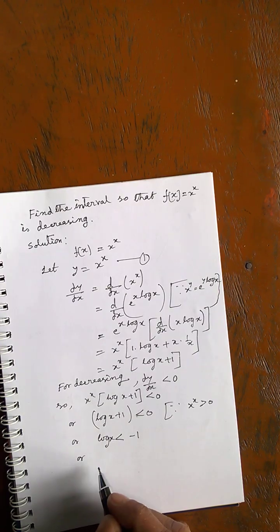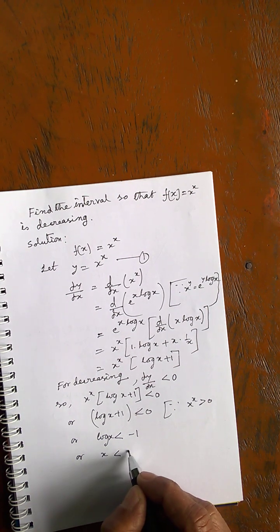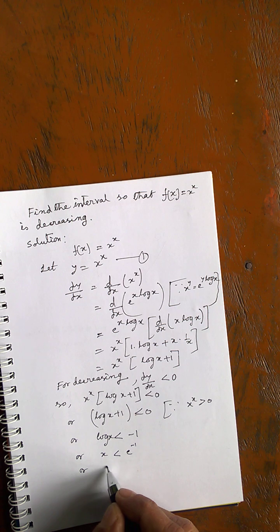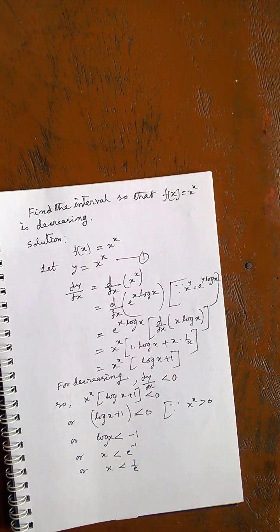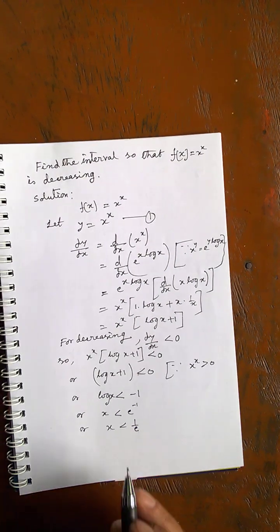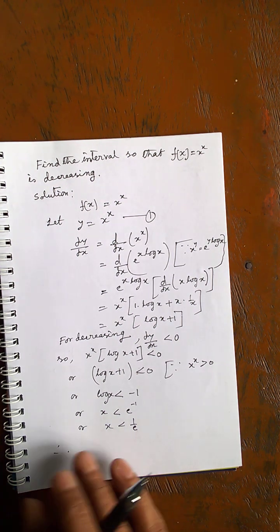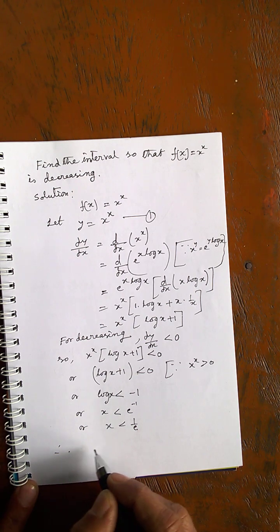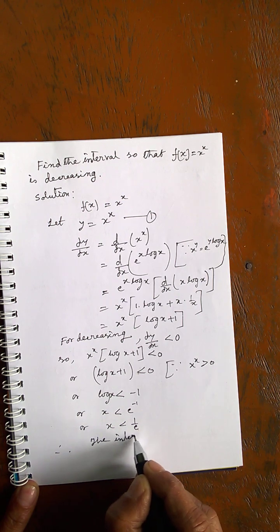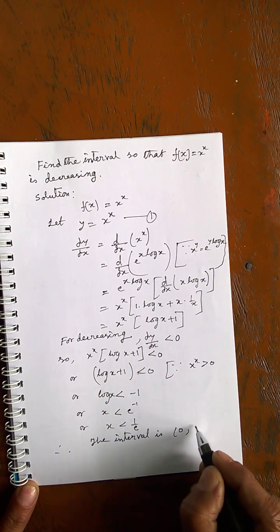Or x less than e to the power minus 1, or x less than 1 by e. Therefore, the interval is (0, 1/e).